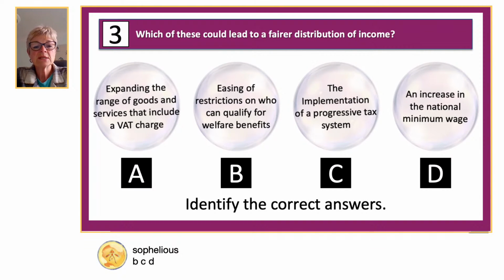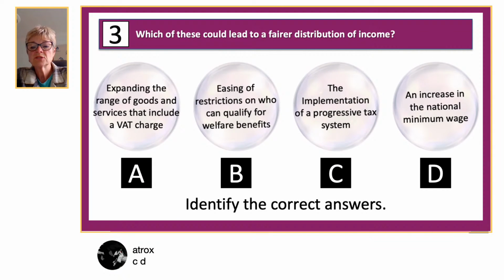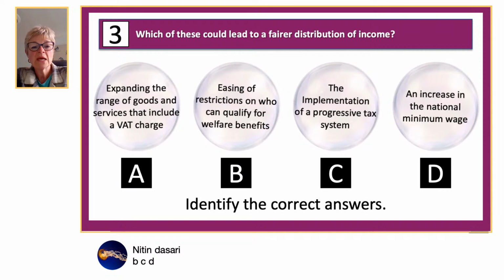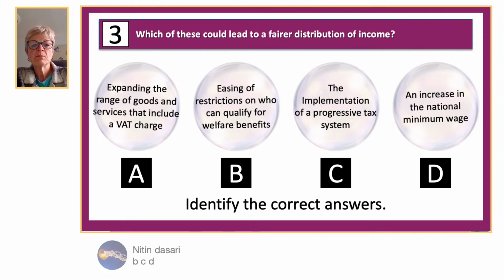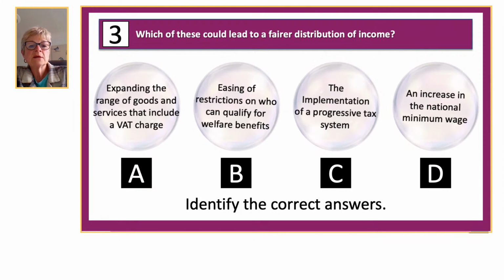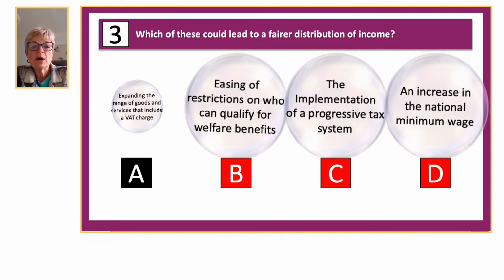Stephelia says B, C, and D. Nitin says B, C and D. Atrox says just C and D. Board B, C and D. So everybody seems to think it is B and D, but there's some question over B. Can I see the answer, please, John? It is indeed B as well.